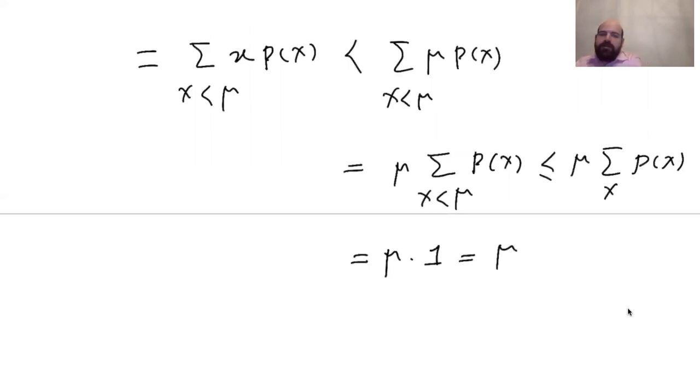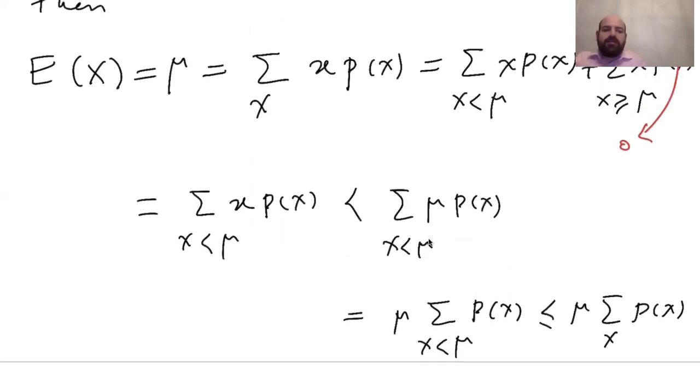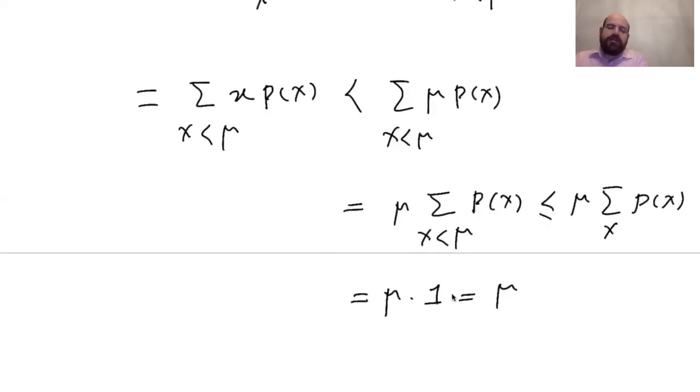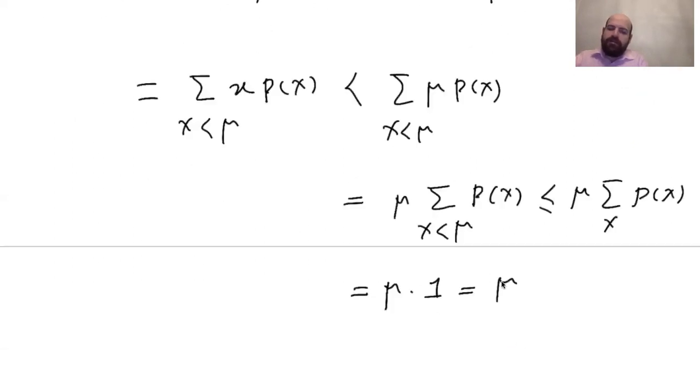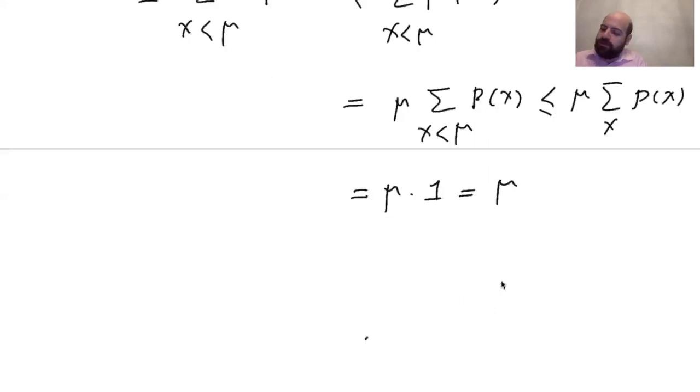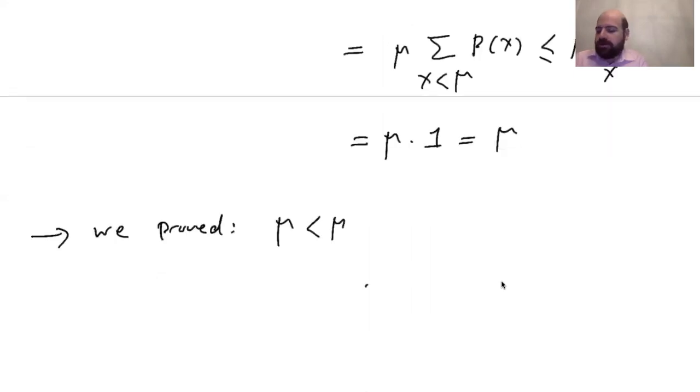Okay, so let's see what we proved here. Say I started with E of x equals mu. I did some manipulation and I got that this is less than this, which was also mu. So basically I've proved that mu is less than mu. And this is obviously a contradiction.